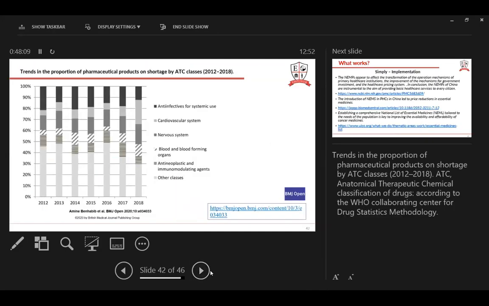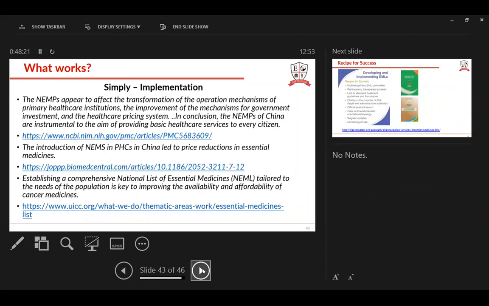These are all statistics to show. You go through them, like we're talking about the levels. These statistics show this from 2012 to 2018. That's maybe 3 years ago. What works? Simply implementation. That's our key goal here today. How can we implement our essential medicine list?